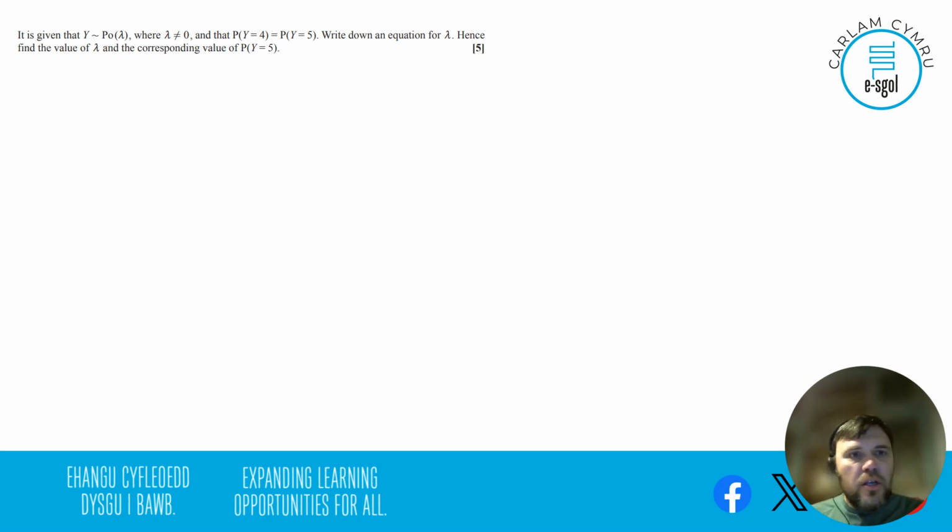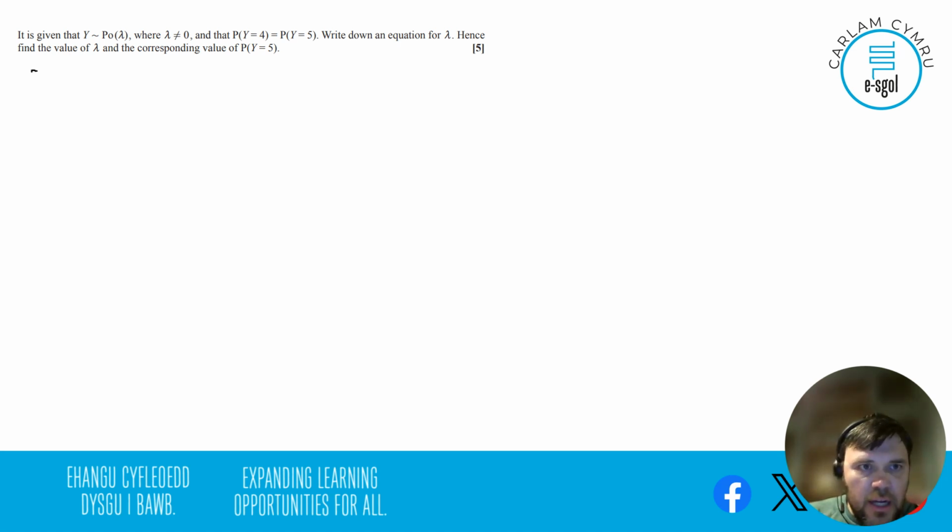So here we have, it is given that Y belongs to the Poisson lambda, where lambda does not equal 0, and that the probability of Y equal to 4 is equal to the probability Y equals 5. Write down the equation for lambda, hence find the value for lambda and the corresponding value for P(Y = 5). Sorry about the equal signs; I'm hoping you can see it better.